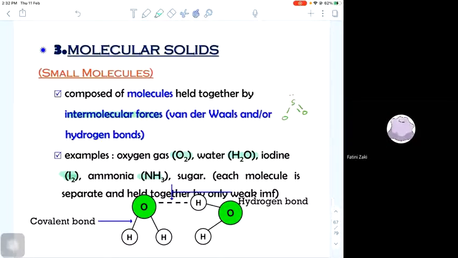See the example given here in this figure. We have a molecule of H2O and then another molecule of H2O. The type of force that binds them, that makes them become a solid, is actually the hydrogen bonding, and of course the presence of the dispersion force. So the force that attracts them together is the intermolecular force.